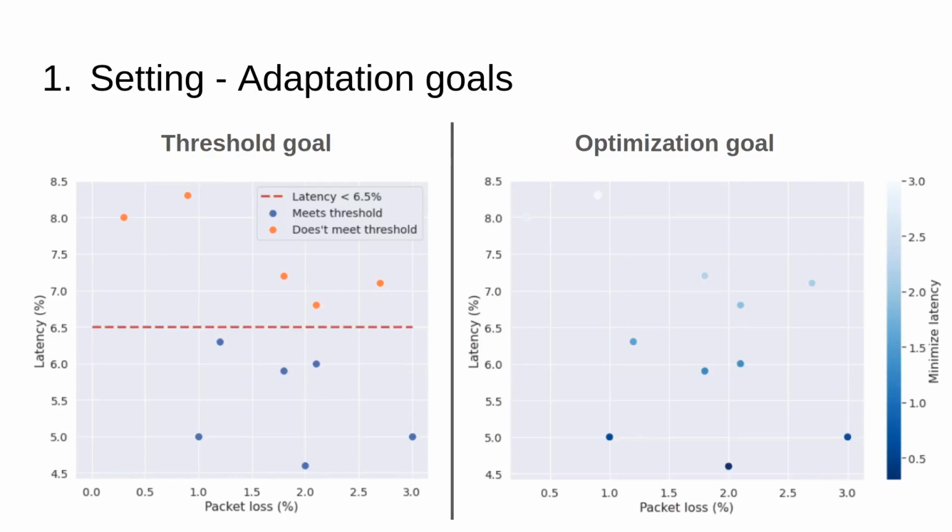So here we show a toy example. We consider 2 qualities of the Delta IT evaluation case. Concretely, we consider the latency and the packet loss.